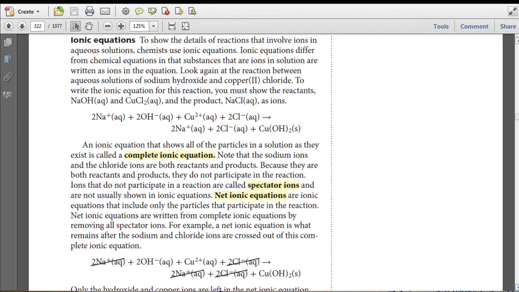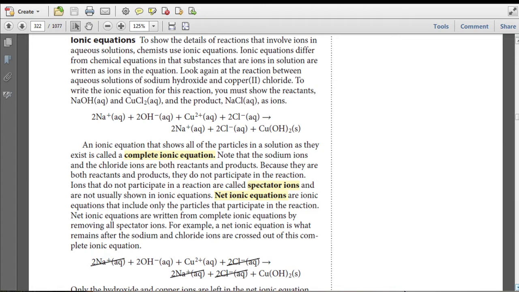Note that the sodium ions and the chloride ions are both reactants and products. Because they are both reactants and products, they do not participate in the reaction. Ions that do not participate in a reaction are called spectator ions and are not usually shown in ionic equations.